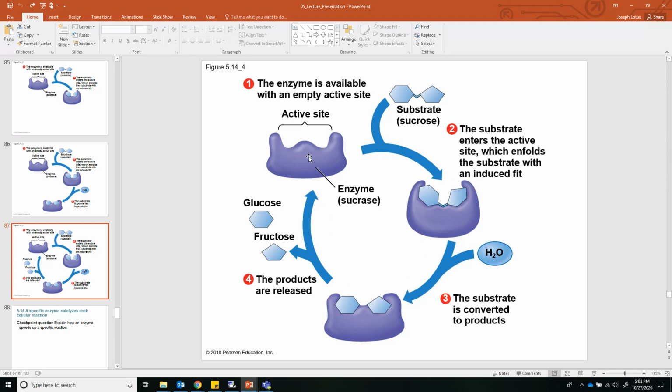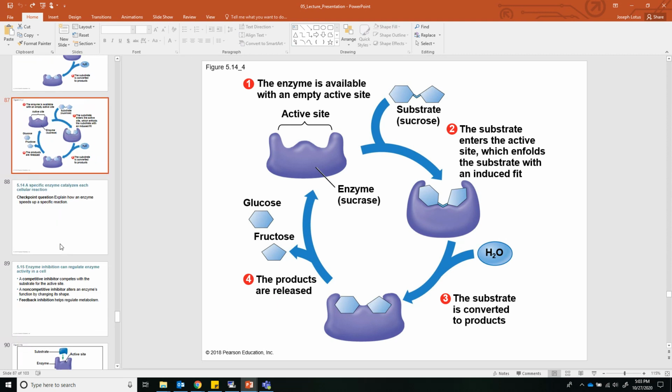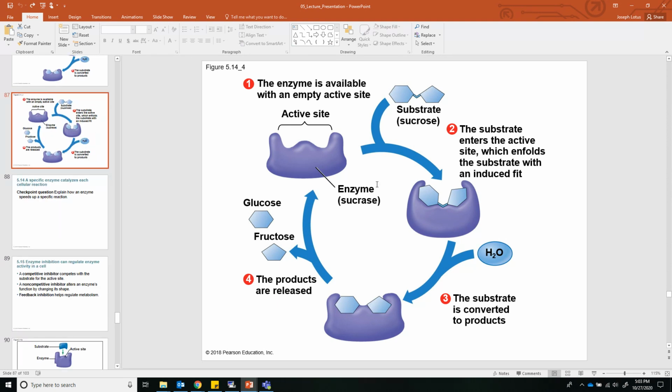This is the enzyme here, which is ready to go because its active site is empty. By binding the substrate, we allow the reaction to occur, and then once the reaction is done, the enzyme is ready to go again. So this is normal enzyme function. But there are actually a few different ways that we could prevent this function from occurring.